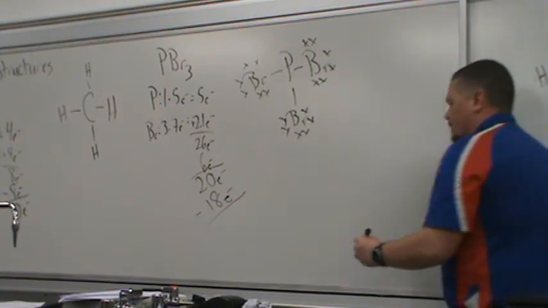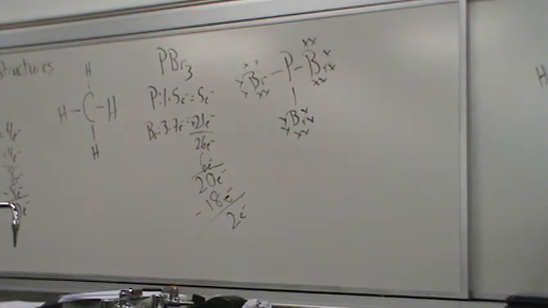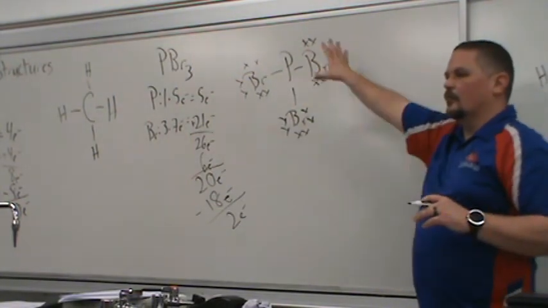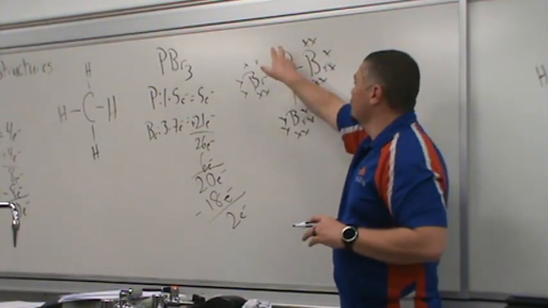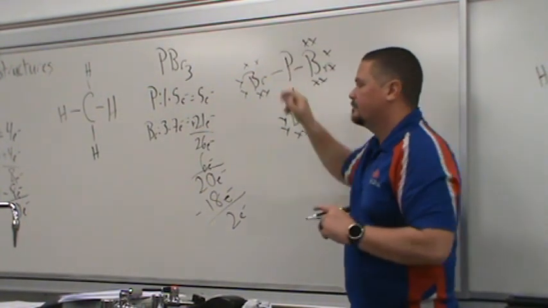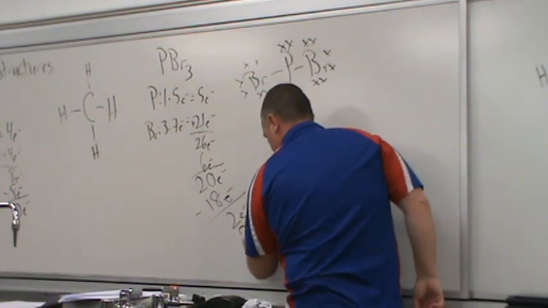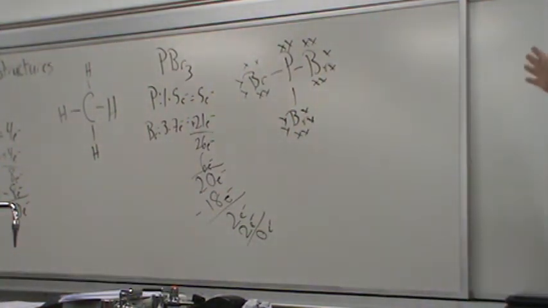We have 2 remaining. Where are we going to put those 2 remaining? A lone pair on P. Yeah. So after we've completed the octet for our outer atoms, any electrons remaining will go as lone pairs on the central atom. Down to 0. Everybody happy?